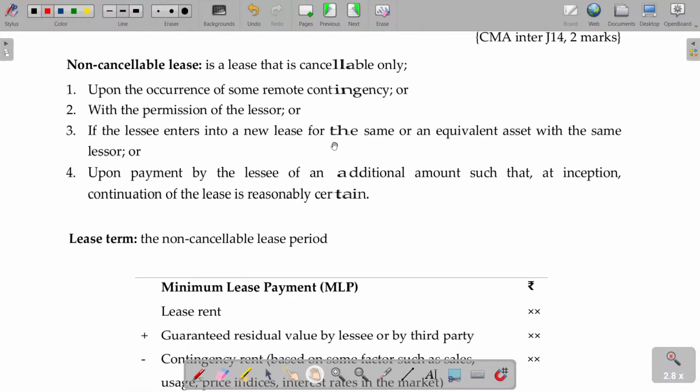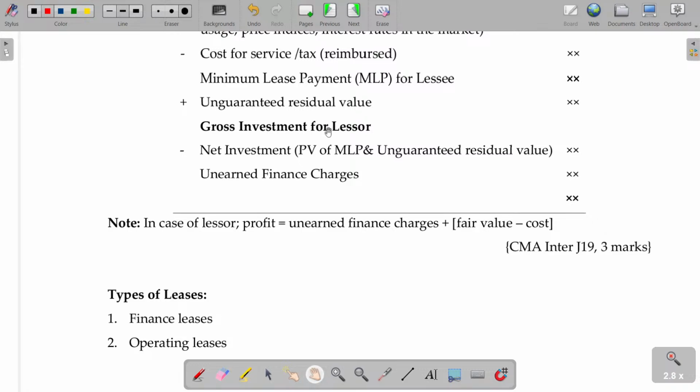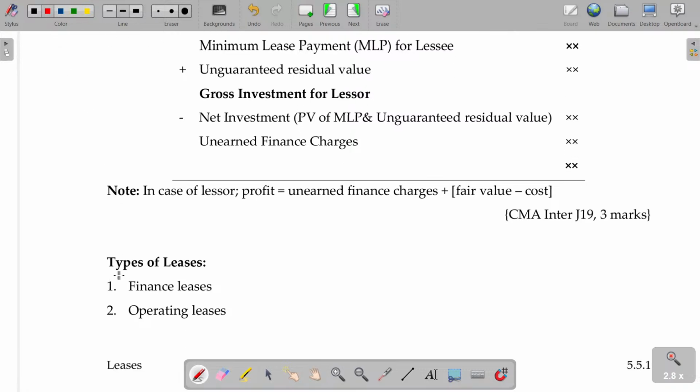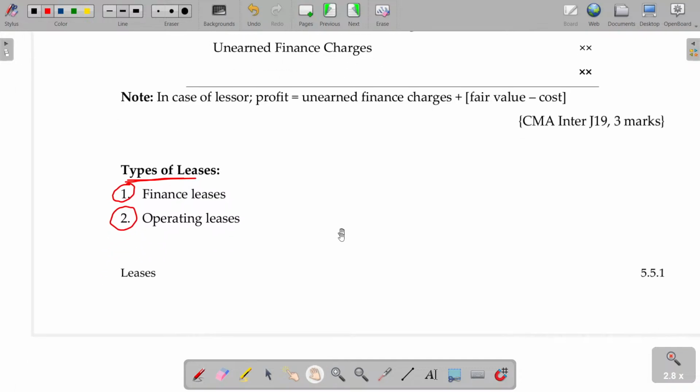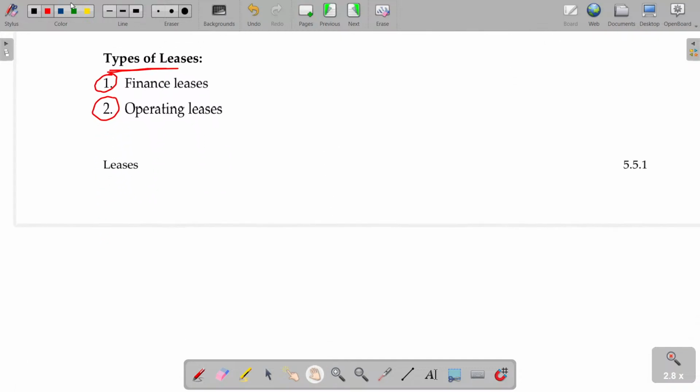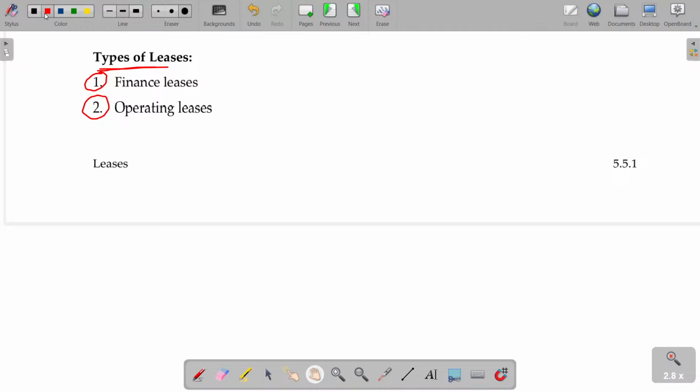Now, we have two types of leases. One is finance lease, another one is operating lease. You have to understand the difference between finance lease and operating lease. Very often, the difference may be asked in your examination, so you have to be careful here.